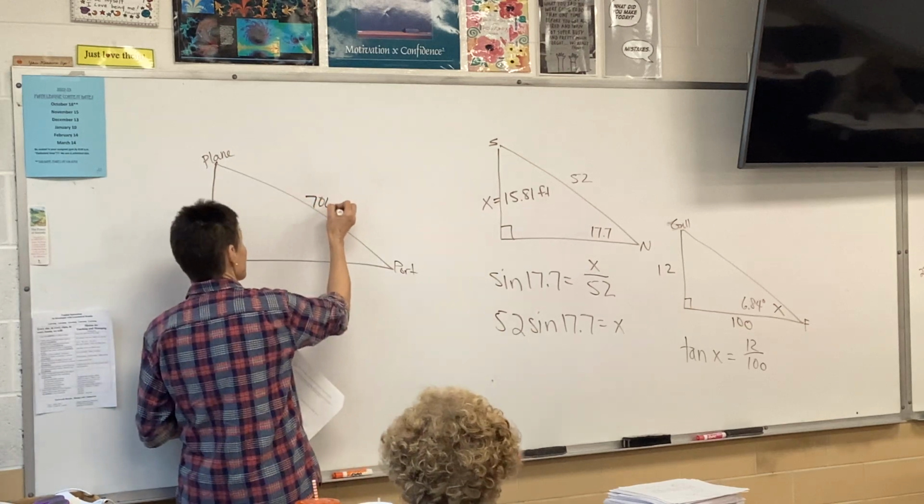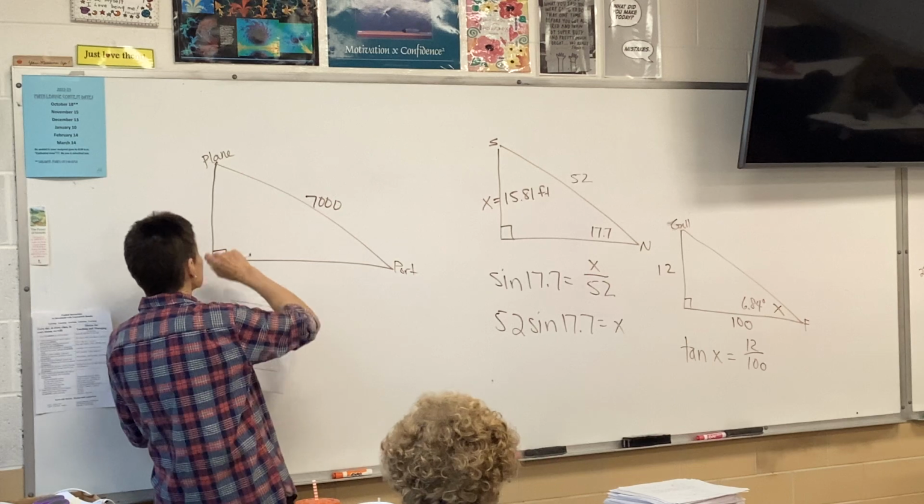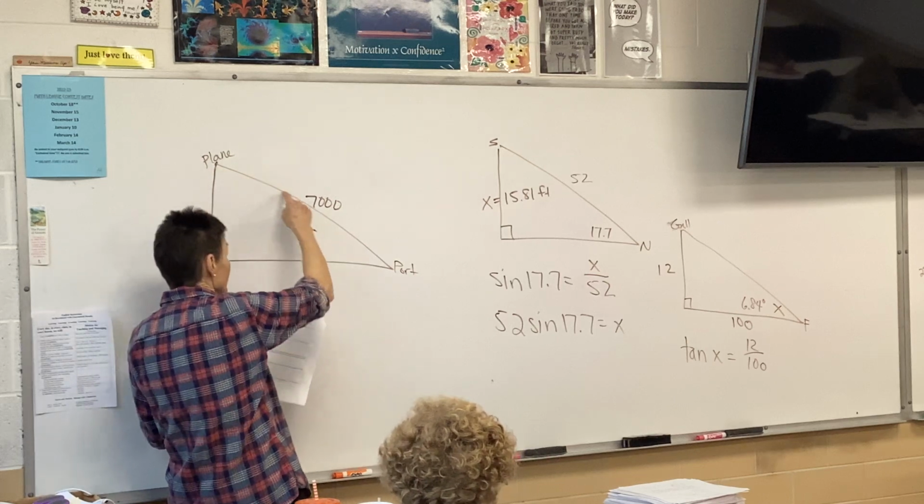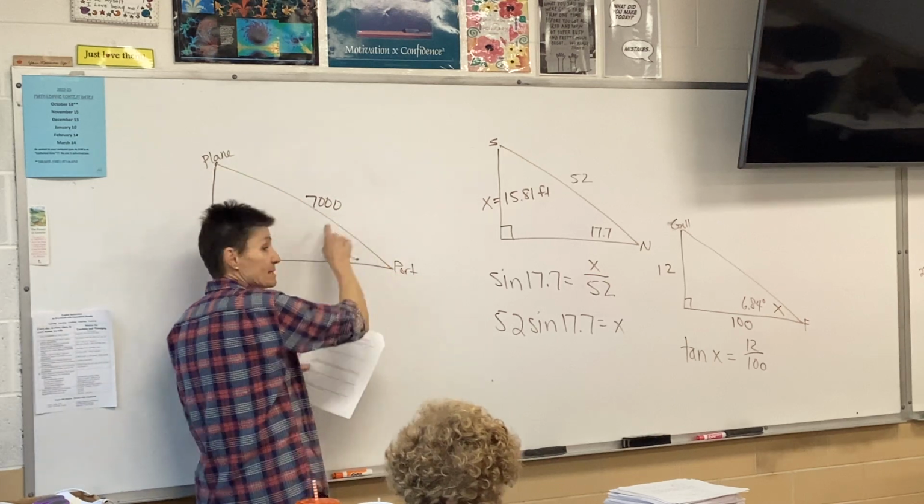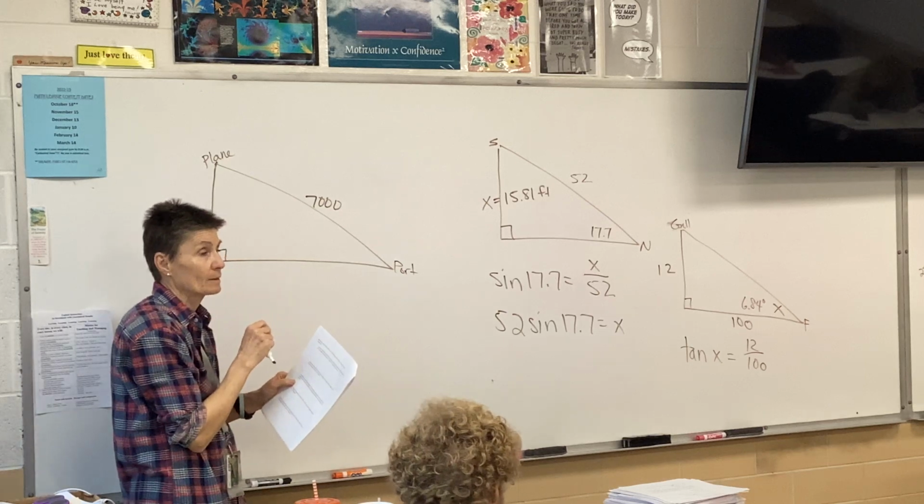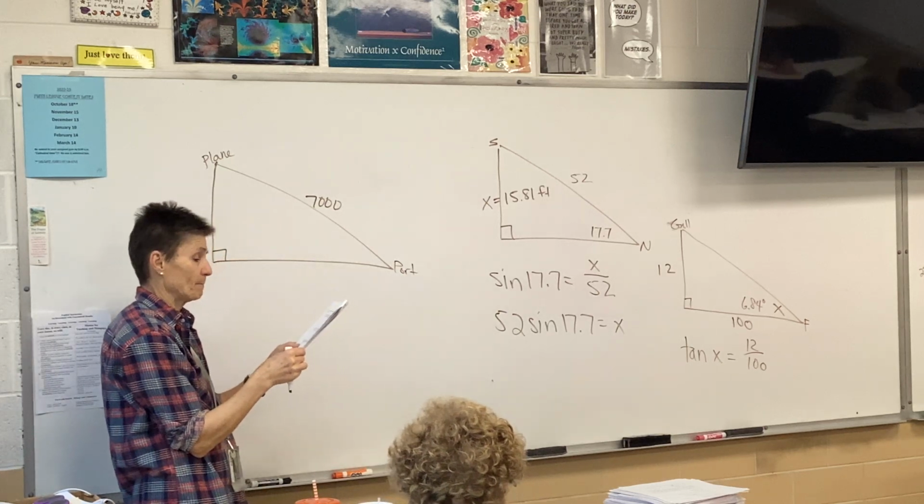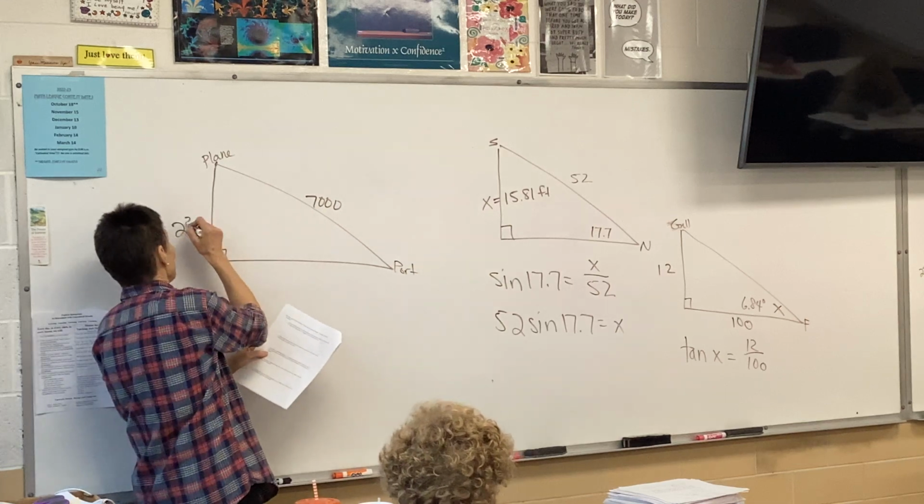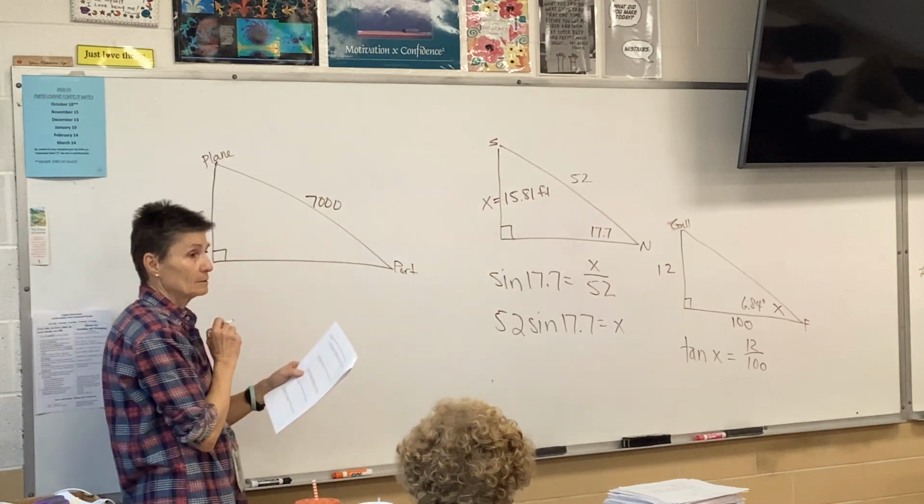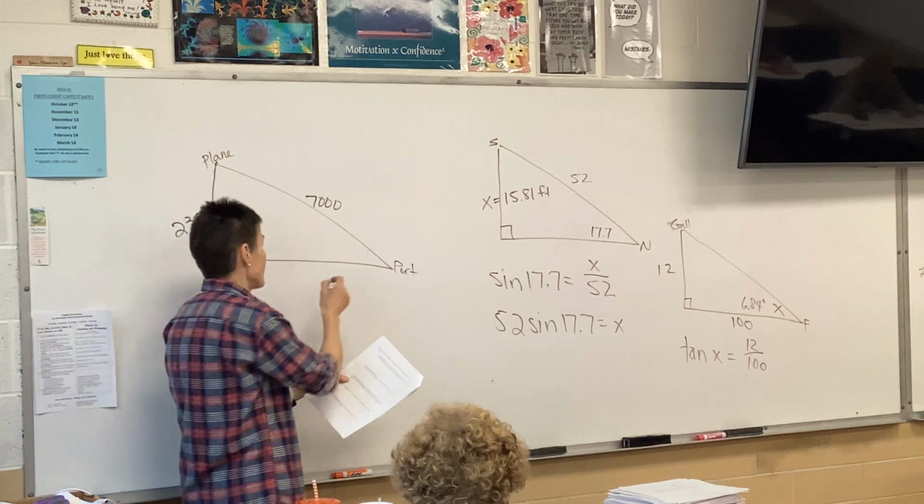Hypotenuse is 7,000 because it says the plane is going to land at a point that's 7,000 feet away from him. Okay, I got that. Where's the 235? The height, so the opposite. That's how far he is above the ground. And the X is going to be the angle.